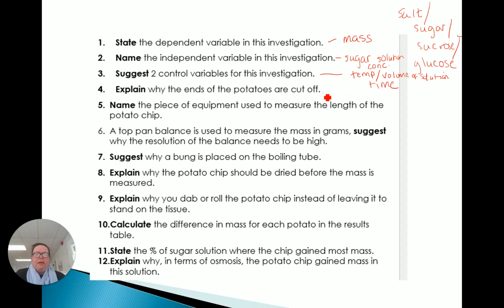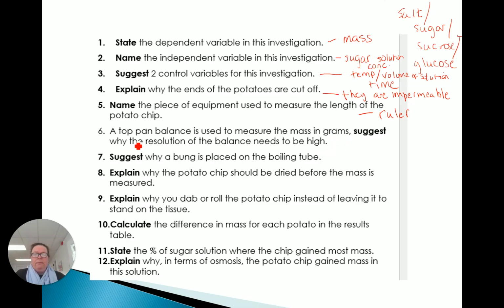Explain why the ends of the potatoes are cut off. They are impermeable. If you can't remember that word, then please just say they won't let water through them. That's absolutely fine. Name the piece of equipment used to measure the length of the potato chip. This is not a trick question. All they want is ruler. Okay. A top pan balance is used to measure the mass in grams.